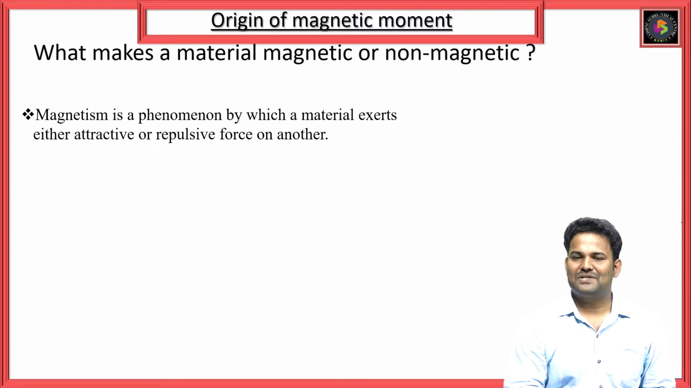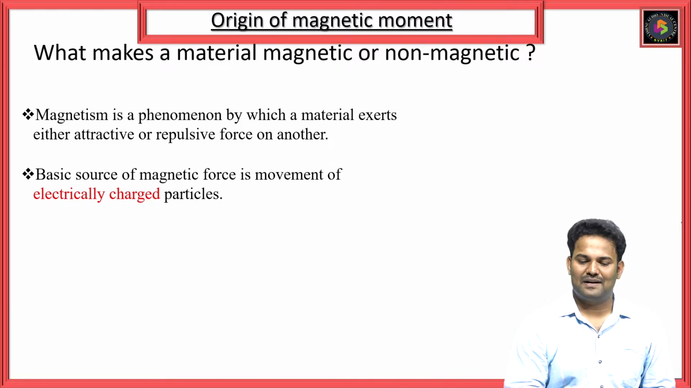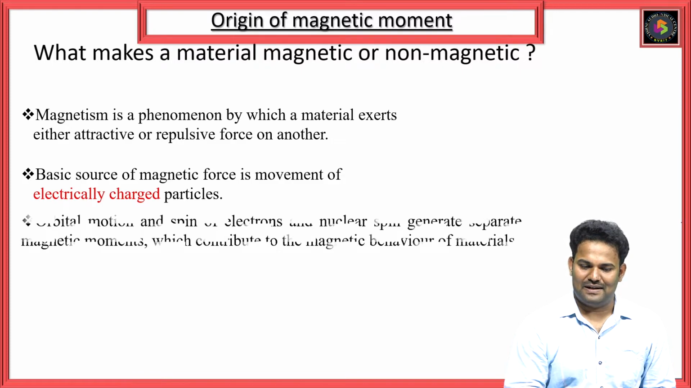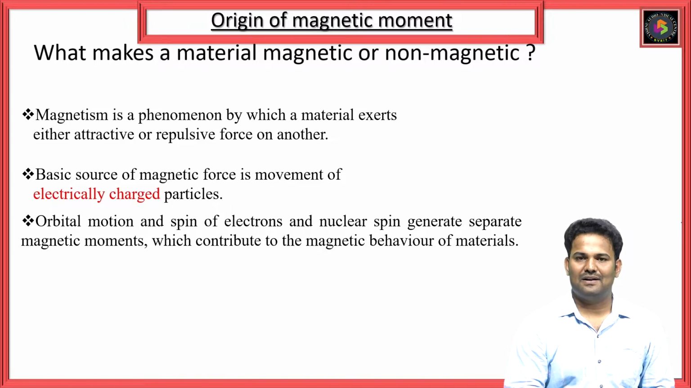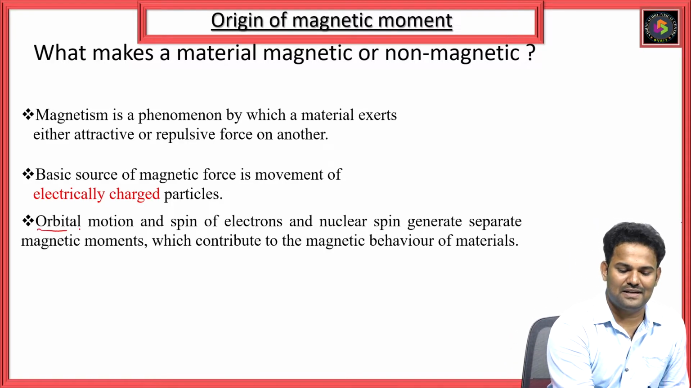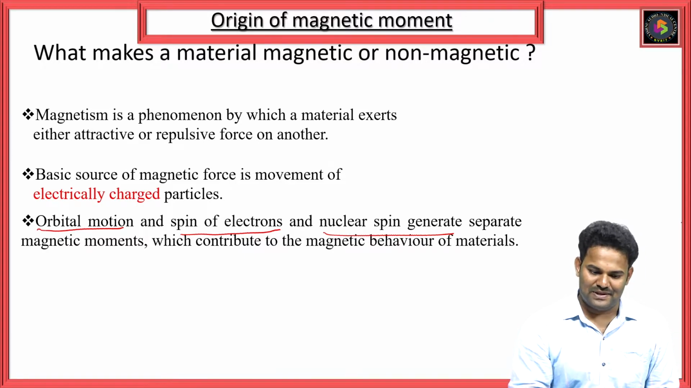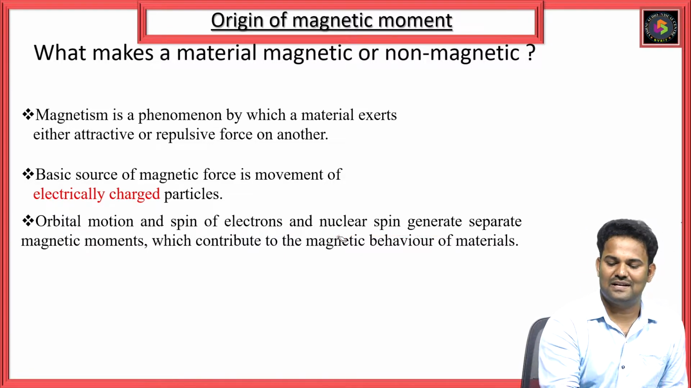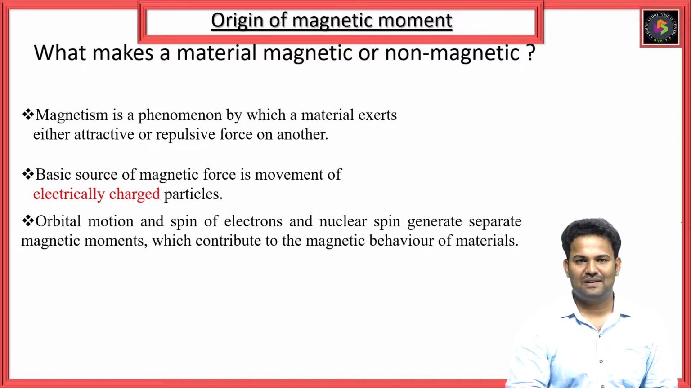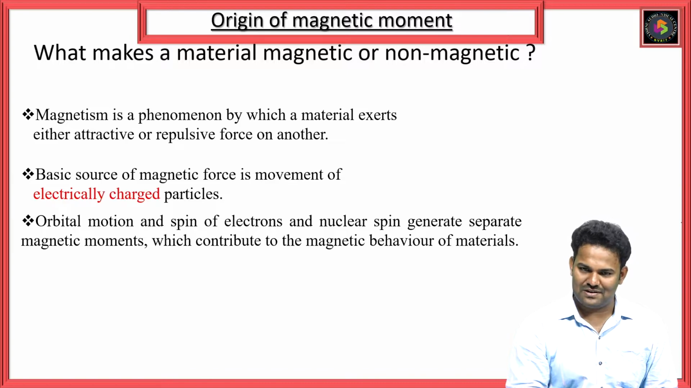Magnetism is a phenomenon by which a material exerts either an attractive or repulsive force on another. A magnet has two poles: one is the north pole, the other is the south pole. The basic source of the magnetic force is the movement of electrically charged particles. Orbital motion and spin of electrons and nuclear spin generate separate magnetic moments, which contribute to the magnetic behavior of the material. This is the fundamental: the orbital motion, the nuclear spin and the spin of the electrons. The spin of the electrons decides the magnetic nature of the material.